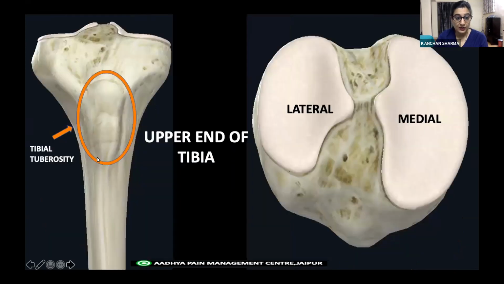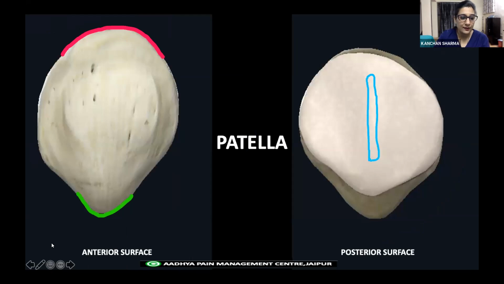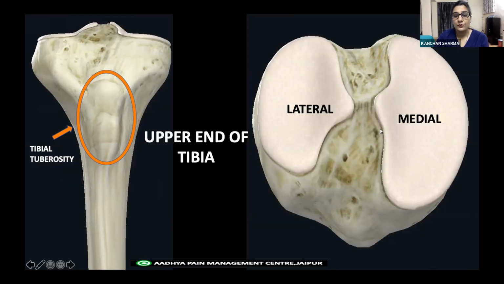Coming to the tibia, this is the tibial tuberosity, because when I'll be showing you the sonoanatomy, I will be talking about this. So you should be aware of this very important thing. This is your tibial tuberosity, and this we call the tibial plateaus. This is the medial side, the lateral. Medial is bigger. Oh, sorry, I'm really sorry for that. So the medial side is bigger as compared to the lateral.